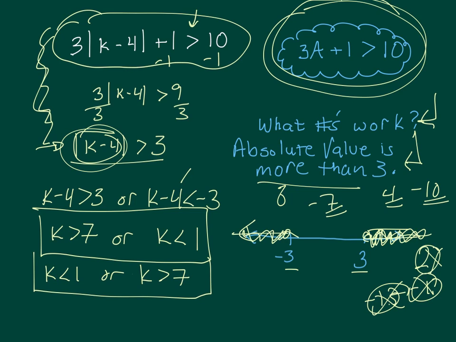And if you had to actually shade it on a number line, it would look kind of like what I have up here, but it'd be different numbers. Those would not be the numbers. It'd be a 1, and an open circle, and a 7, and an open circle, and we'd shade to the left of the 1 and to the right of the 7.